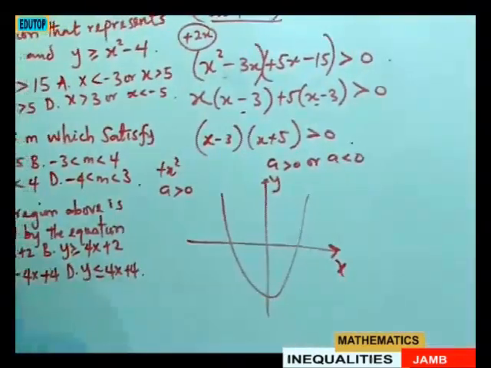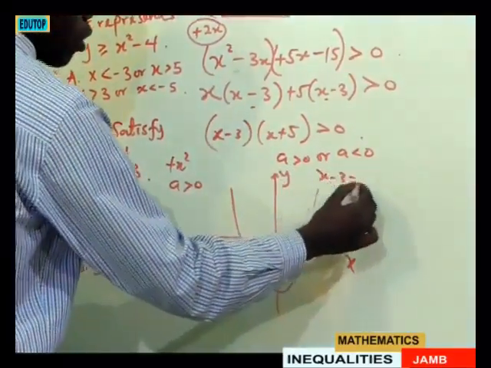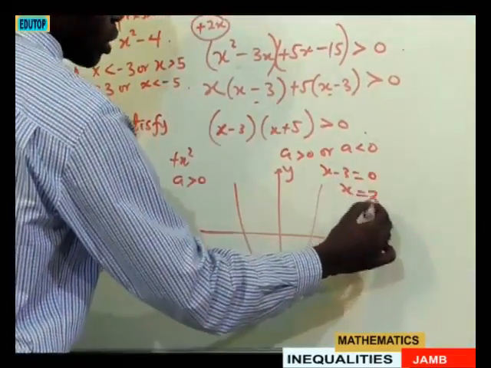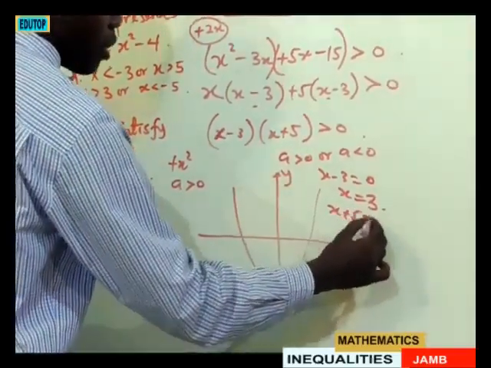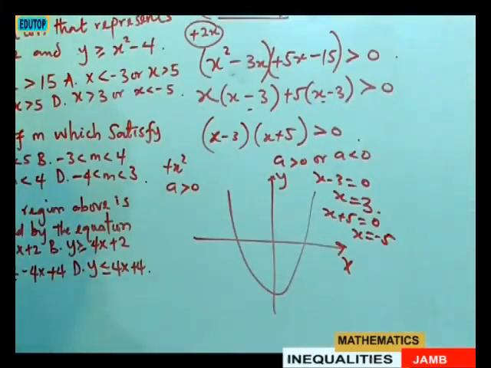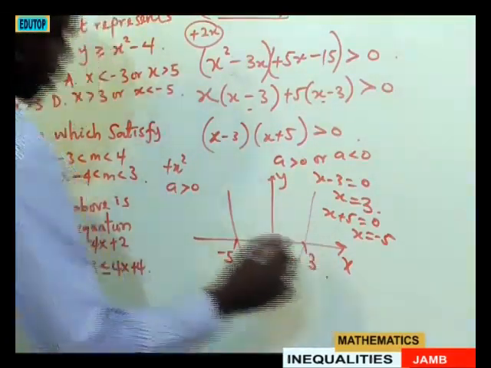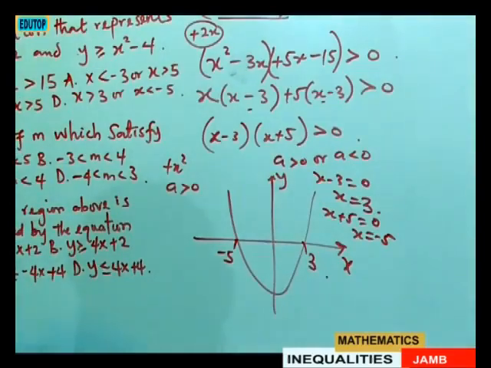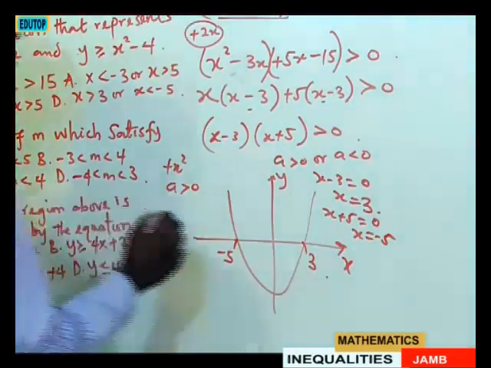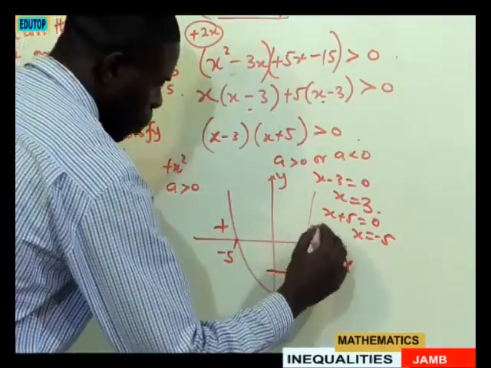To determine our critical values, we equate each one to 0. x minus 3 equals 0, x equals 3. x plus 5 equals 0, x equals minus 5. That means 3 and minus 5, which one is greater? 3 is greater than minus 5, so the minus 5 comes first, then 3 comes here. Now we know vividly that this is a positive region, this is a negative region, and this is a positive region.